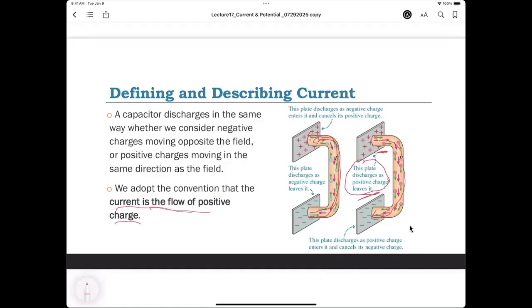When we analyze current, we adopt the convention that current is the flow of positive charge. The positive charge flows from the positive plate to the negative plate and neutralizes it. We just consider it as the real situation. This convention will make it easier to analyze the current in circuits. We will see it later.